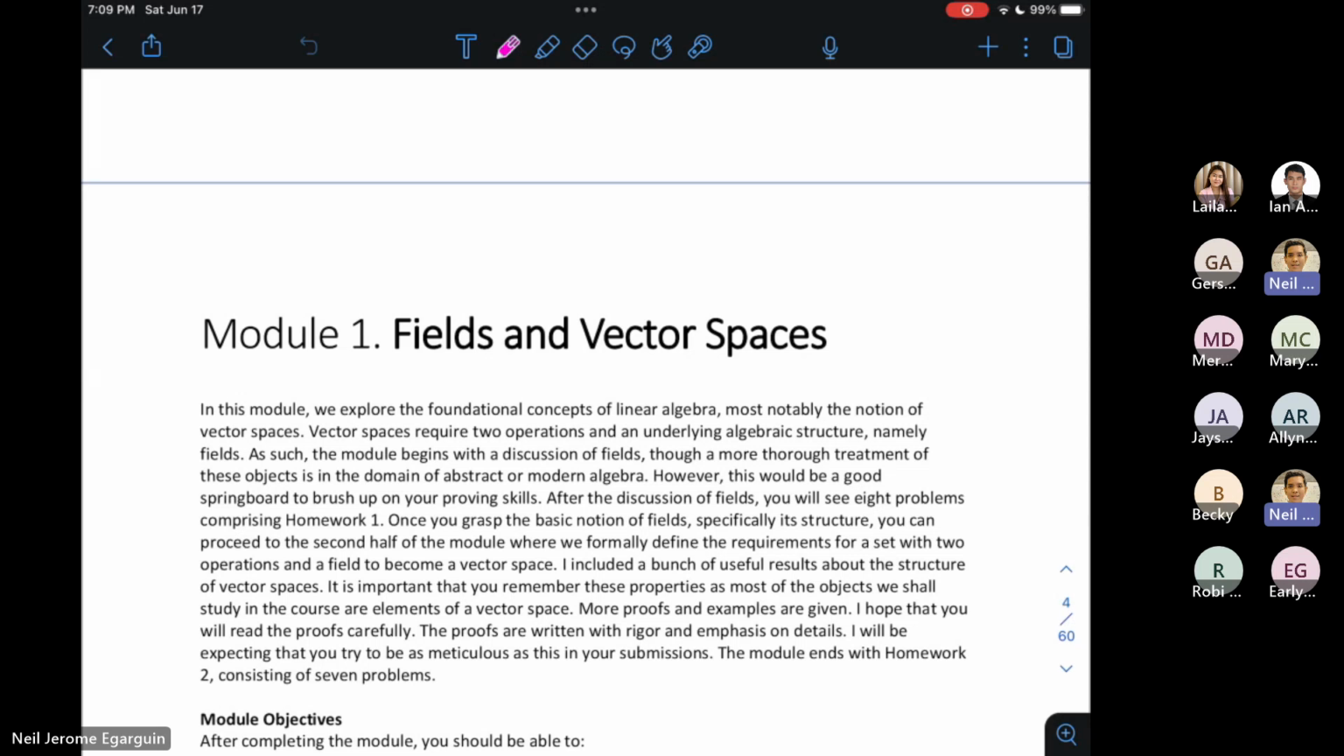So pwede naman yata akong mag-Tagalog every now and then, no? So any foreigner in the class or anyone? Okay, so I guess I'll take that as a go signal to switch between English and Tagalog. All right, so I hope that's fine.